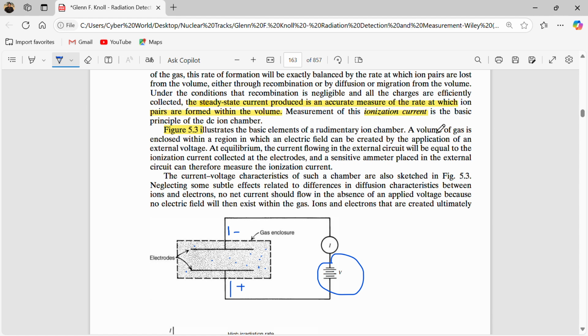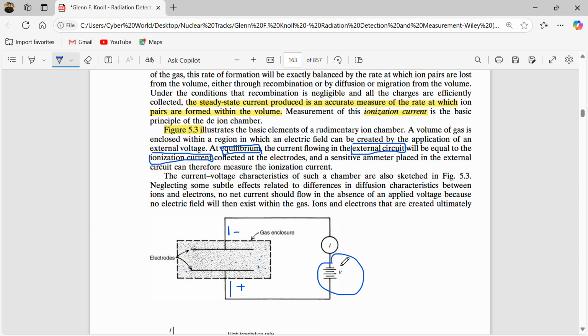So what we are going to do there: a volume of gas enclosed within a region in which an electric field can be created by an application of an external voltage, at equilibrium. In general cases, the current flowing in the external circuit will be equal to the ionization current. What is ionization current? It means the number of ions produced at equilibrium. The number of ions produced inside those gas-filled chambers equals the external circuit current.